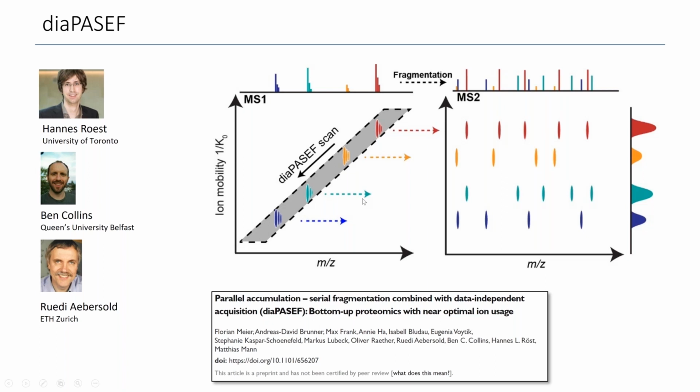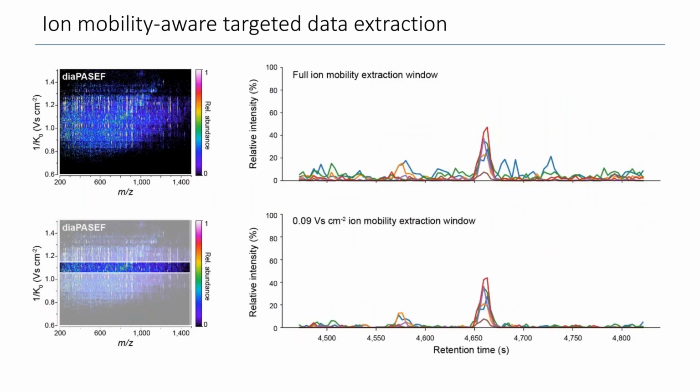So one big advantage of this ion mobility combined with data-independent acquisition is that we can now use the ion mobility information to basically filter out peaks that we know are not related to our precursors of interest. It's really just using the ion mobility as a filter, and you can appreciate here on the right-hand side the effect in signal to noise that you get from extracting, rather than the full ion mobility window, just a small portion of the ion mobility window, exactly where you expected this precursor.